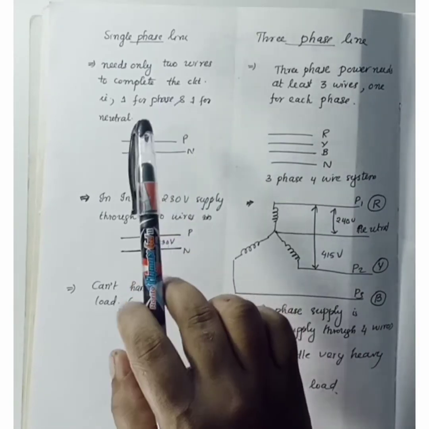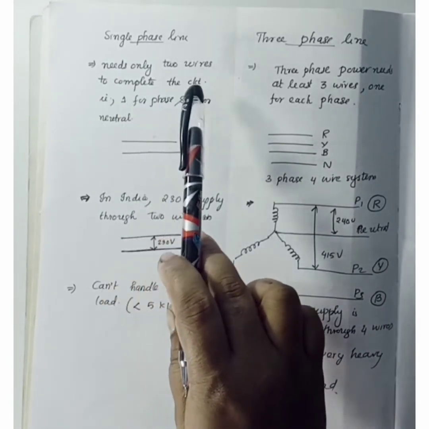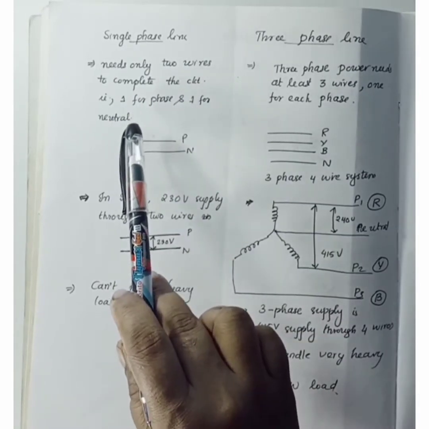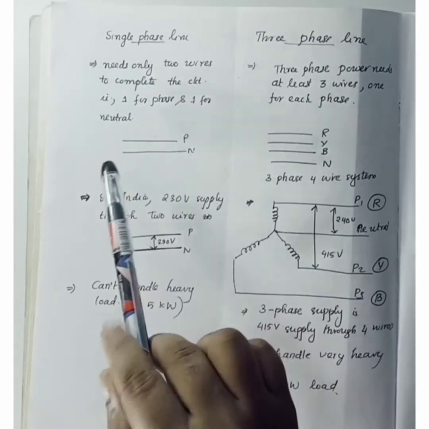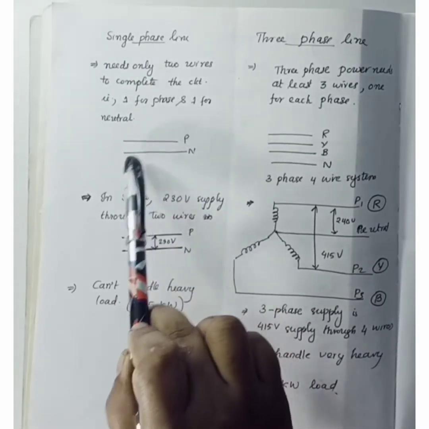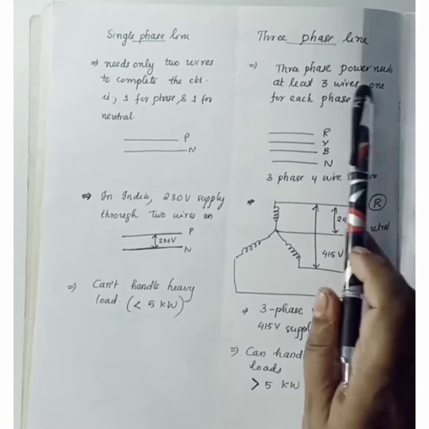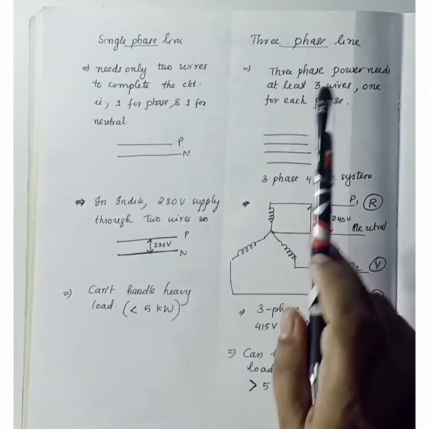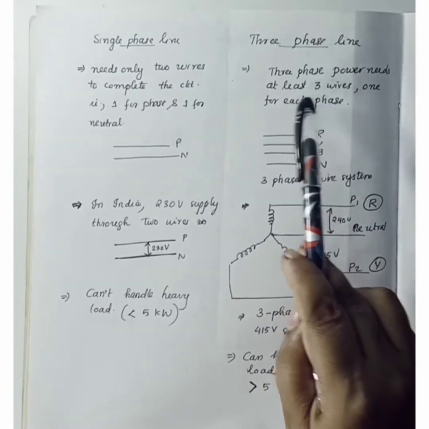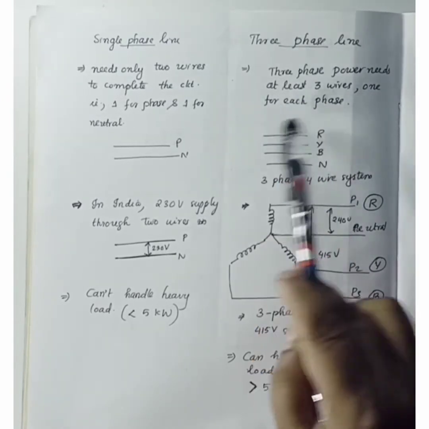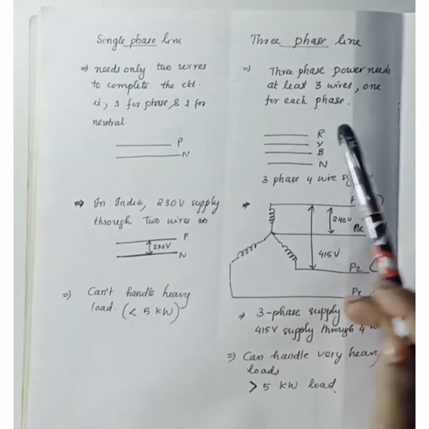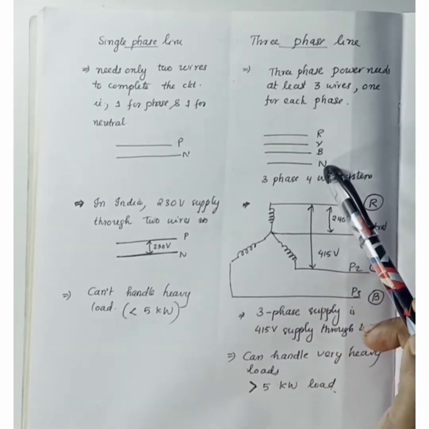In single phase line, we need only two wires to complete the circuit. That is one for phase and one for neutral. Phase is the live wire. Three phase line: in three phase, it needs at least three wires, that is three phase wires, and a neutral. That is a three phase four wire system here.